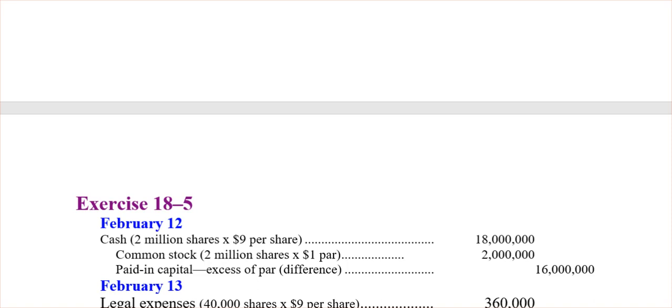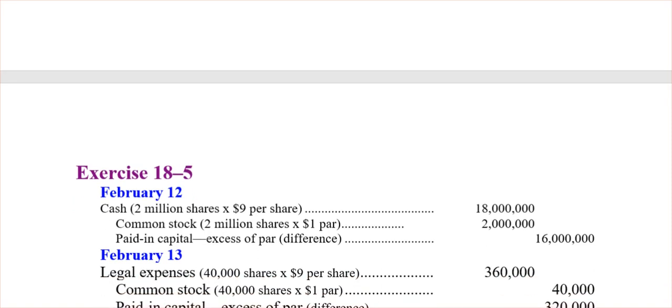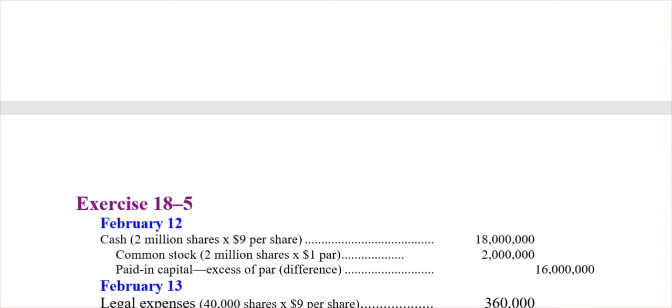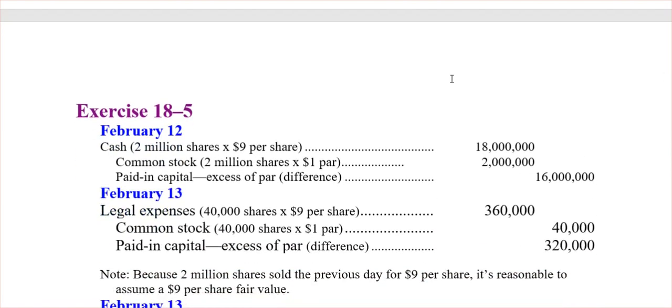It could also say that we could calculate this by saying it is 2 million times $9 market minus $1 par, which is 8. So 2 million times 8 is 16 million. You should have seen transactions like this when you work through Accounting 201. So that's nothing new. The second transaction we have here is on February 13th, the first of 2 on February 13th.